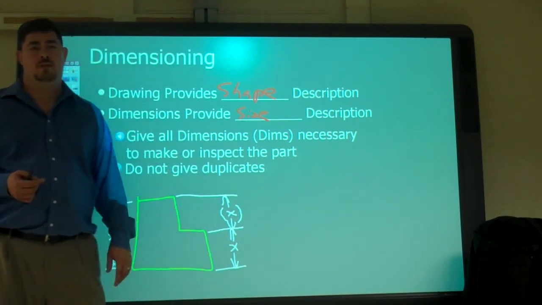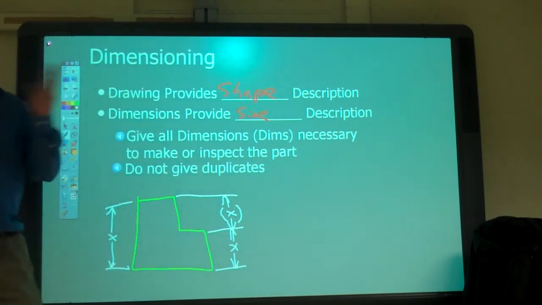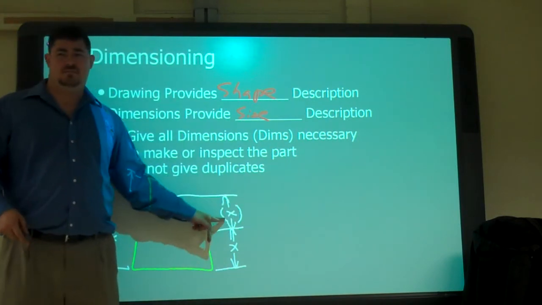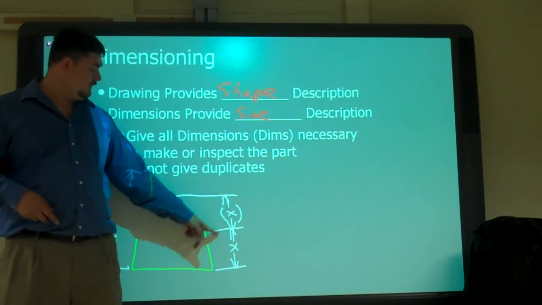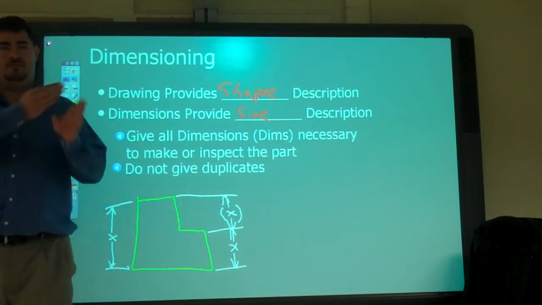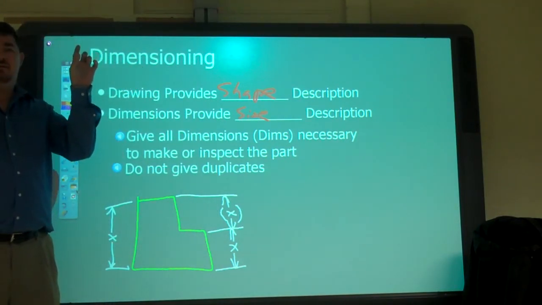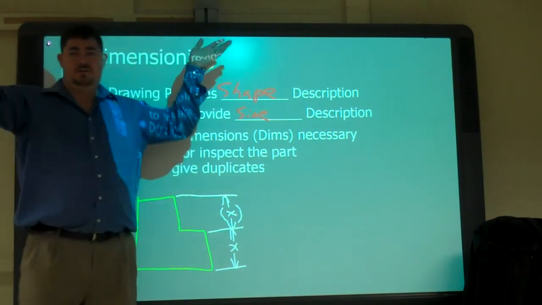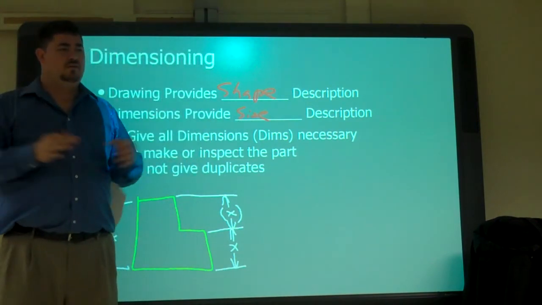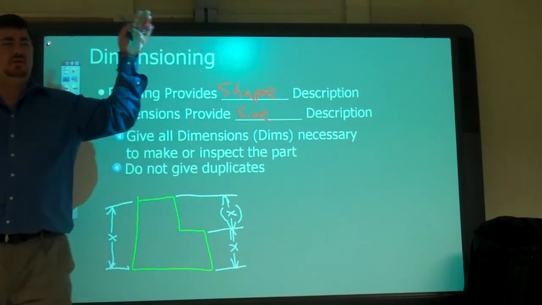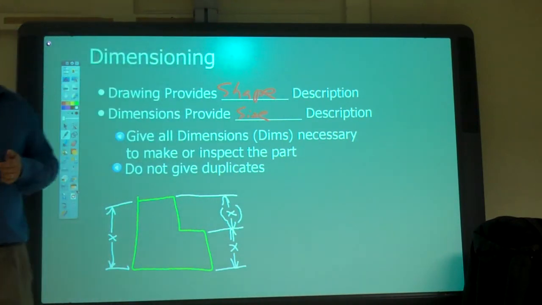Okay? So that's where you have to kind of think. If it's going to make it easier so the machinist doesn't have to do some math, or this one's pretty easy, just a minus. But if you had four or five things end to end, you're measuring different sections of it, doing an overall dimension kind of helps. So you know what the overall length of the piece of stock you're supposed to get is and stuff like that.